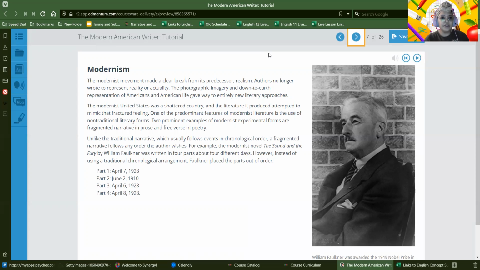So fragmented narrative, you've seen this all the time now. It's when you tell a story in a different order than chronological. So chronological is when you go step 1, step 2, step 3. It's in order from when you start to when you finish. But fragmented narrative is when you take those pieces and you move them around.